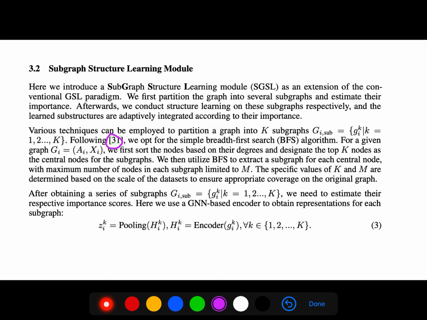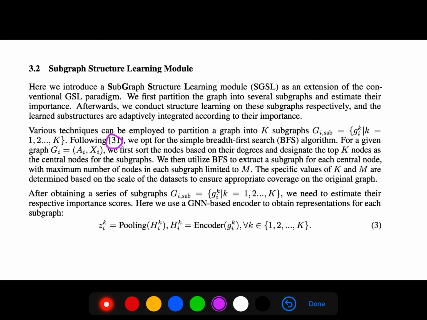And for a given graph, we first sort the nodes based on their degrees and designate the top k nodes as the central nodes for the subgraphs. We then utilize breadth-first search to extract a subgraph for each central node, with the maximum number of nodes in each subgraph limited to m. The specific values of k and m are determined based on the scale of the datasets to ensure appropriate coverage of the original graph.